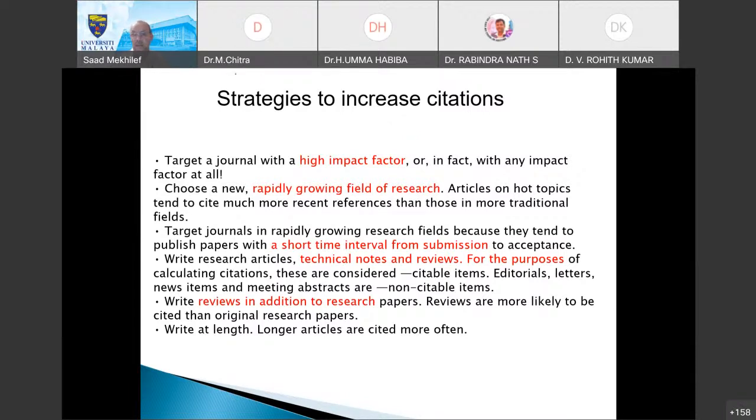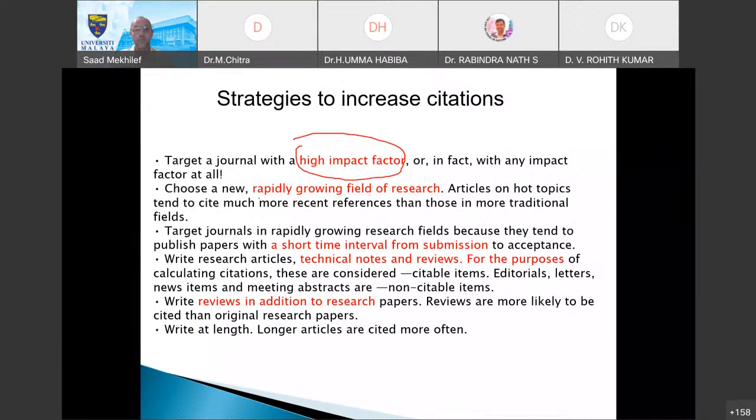Okay, one, as I said just now, the very important one: select a journal with a high impact factor. Why high impact factor? High impact factor means quality. When you see quality, it means people always refer to better papers. So when people refer to it, they will tend to cite it. That's very, very important. High impact factor journals usually have papers with higher citations.